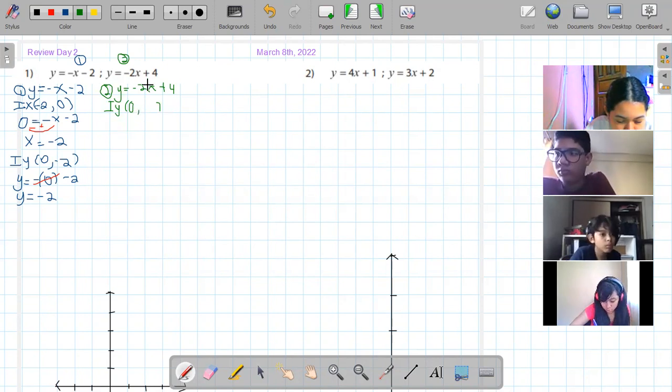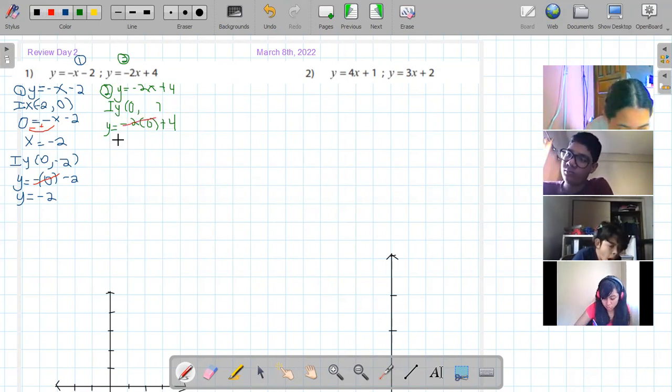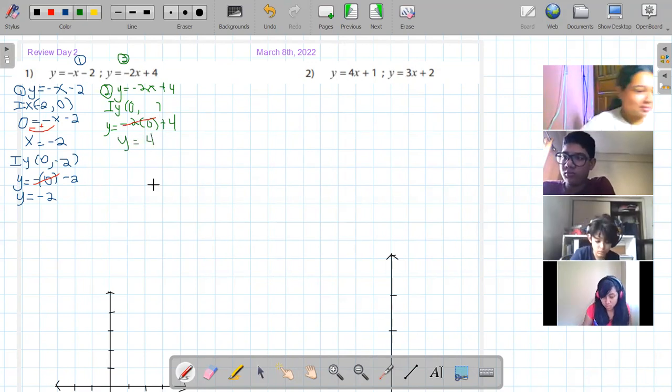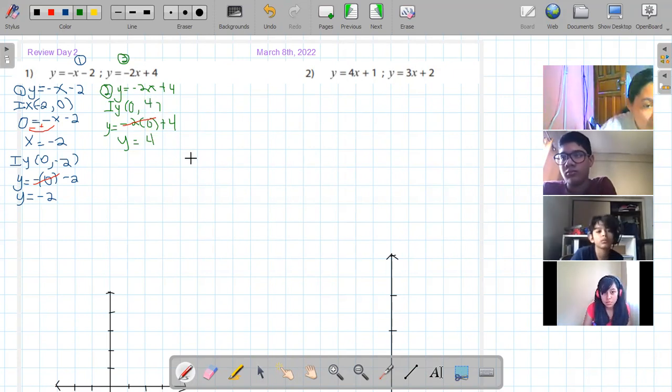Okay, so I substitute x over here, and I got y is equal to negative 2 times 0 plus 4. And 0 times anything is always 0. So I cancel that out, and I have y is equal to 4. And that's the value that I'm placing over here as a y coordinate. Now the intercept in x.